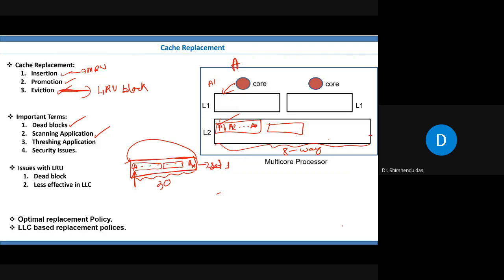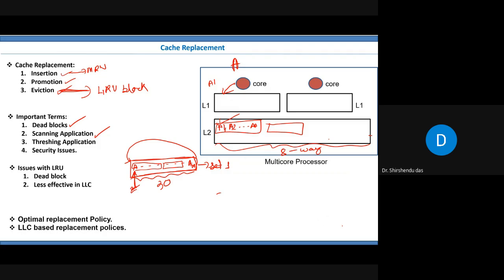Instead of 8 ways, if your cache had 50 ways, then there would be no misses, right? So the next time we request A, it could have been a hit in the cache, but that is not the scenario here. There are only 8 ways, and since there are 8 ways, this type of application is called a thrashing application. Why thrashing?